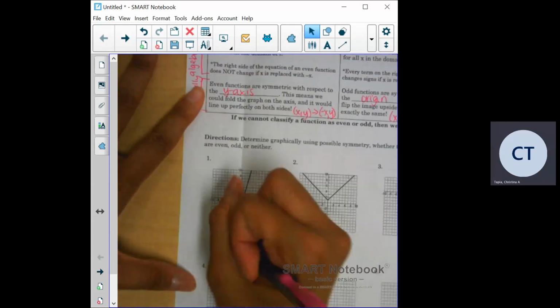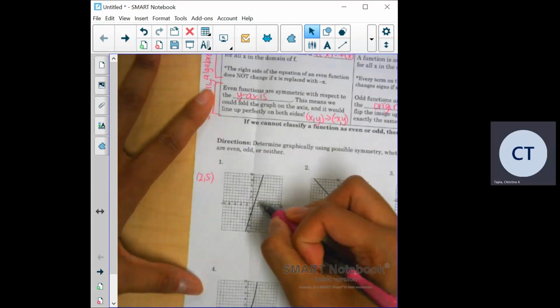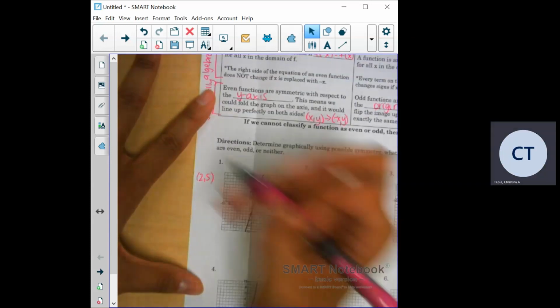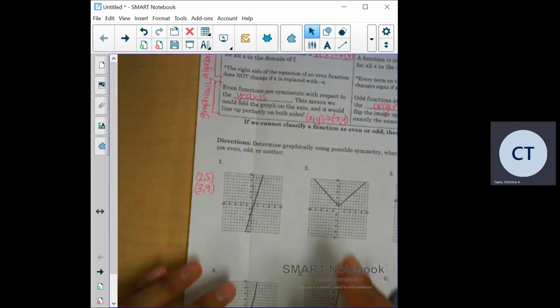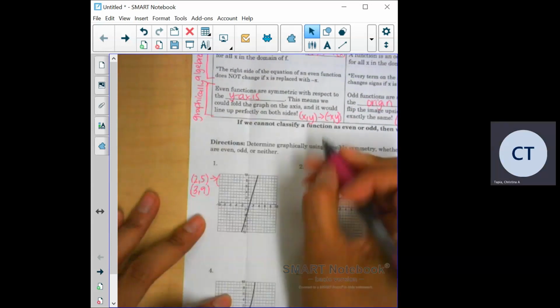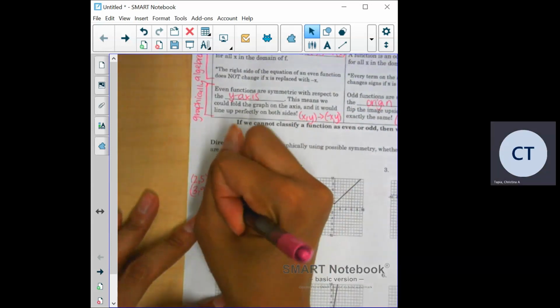And I do apologize in advance for how the graph looks because it should be a lot nicer. But I'll use 2, 5, and I'll also use 3 and looks like 9. So 3, 9. It's a very rough estimate on what those points are. And in order to see if it's even, I'm going to make the x value negative, and the y value is going to stay positive.